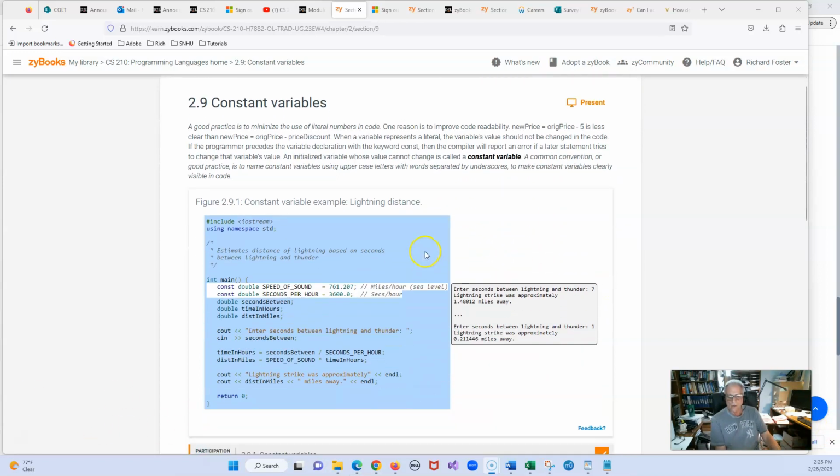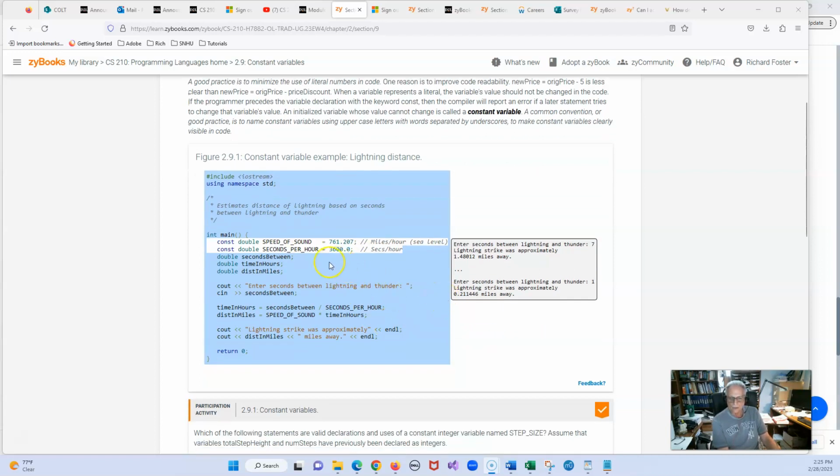And let's go look at this thing over here. So they have speed of sound, which is never going to change. It's always going to be 761.207, and seconds per hour is always going to be 3,600. Now, you can debate over whether seconds per hour should be an integer and 3,600 or not. However, there are some people that say there's 36.00001 seconds per hour or something similar to that. So here we got all our bases covered.